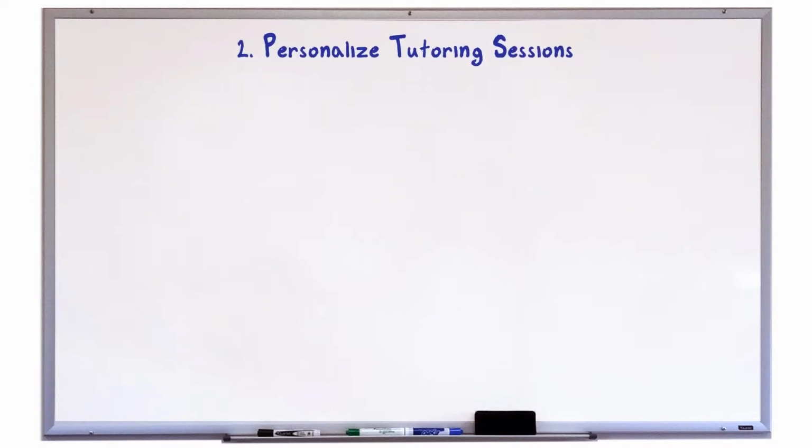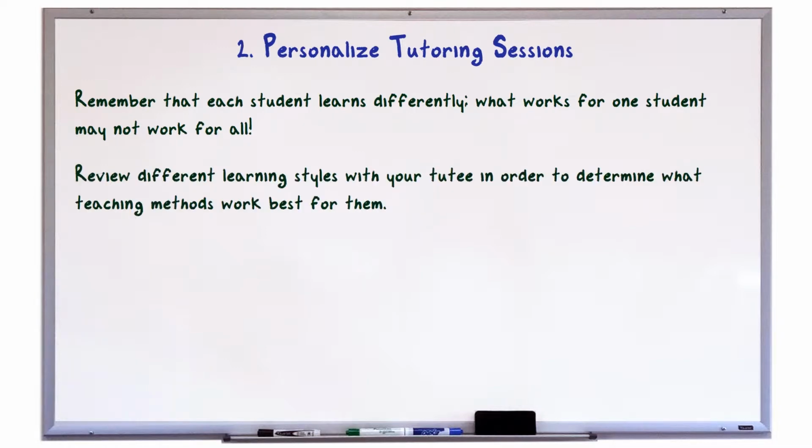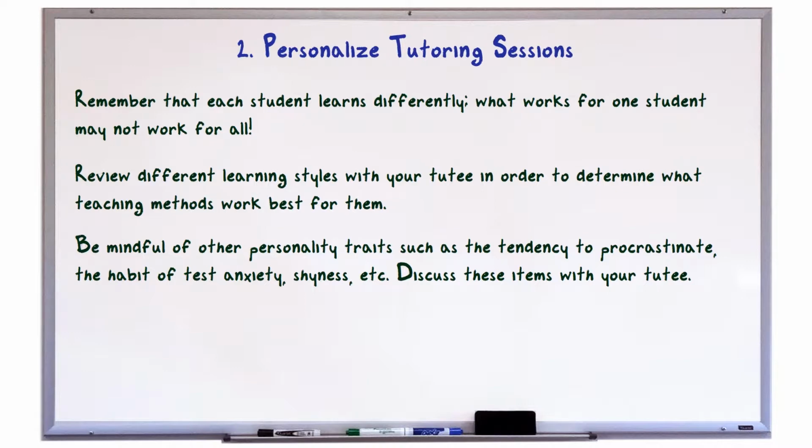Number 2, personalized tutoring sessions. Remember that each student learns differently. What works for one student may not work for all. Review different learning styles with your tutee in order to determine what teaching methods work best for them. Be mindful of other personality traits such as the tendency to procrastinate, the habit of test anxiety, shyness, and others. Discuss these items with your tutee.